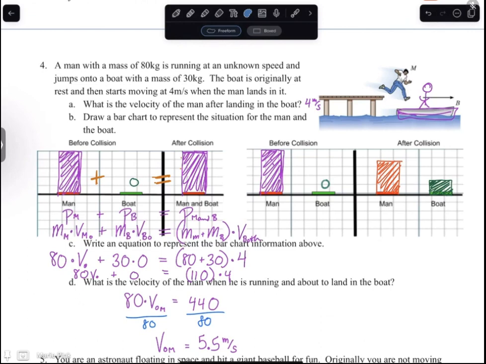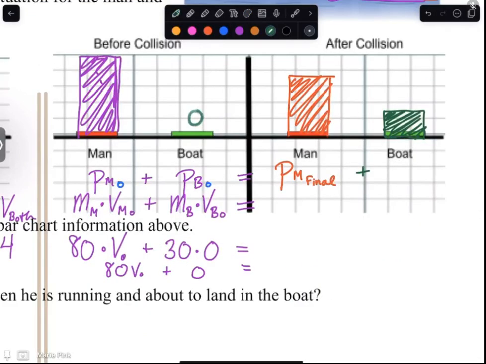Now, I could have also done this with the other bar chart. And in fact, I get exactly the same thing, and I want to show you how. This part on the left is all exactly the same, so I'm just going to copy paste it over. Here I have the momentum of my man starting plus the starting momentum of my boat, and that's going to be equal to the final momentum of my man plus the final momentum of the boat.